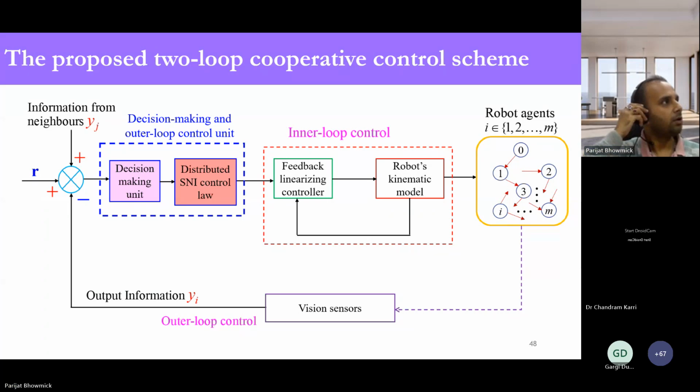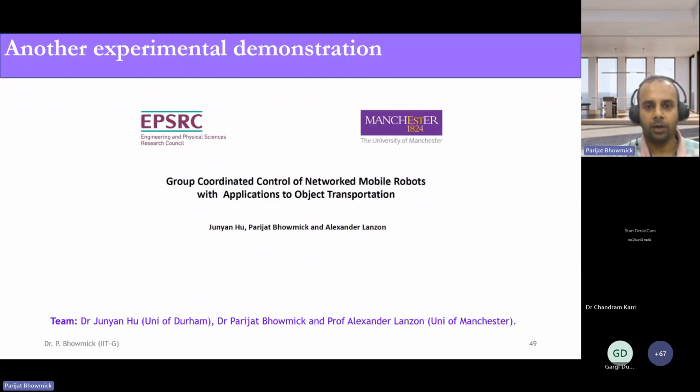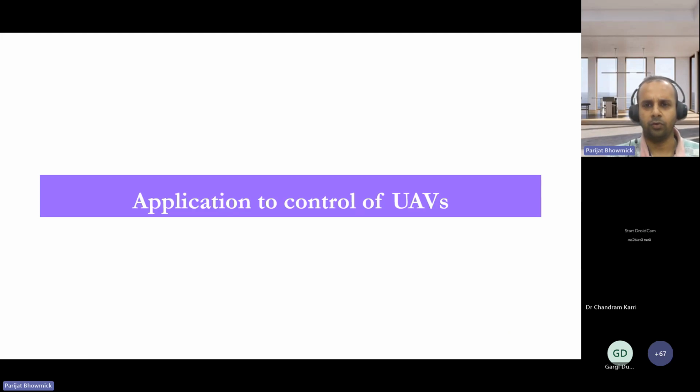Okay, sure. So here, once it is done from the outer loop, we can always do it by applying the NI control law. And then I will show you that for the UGV, it is fine. There was one more video, and I'm just not playing it as of now. I'm just going to the cooperative control of UAVs.